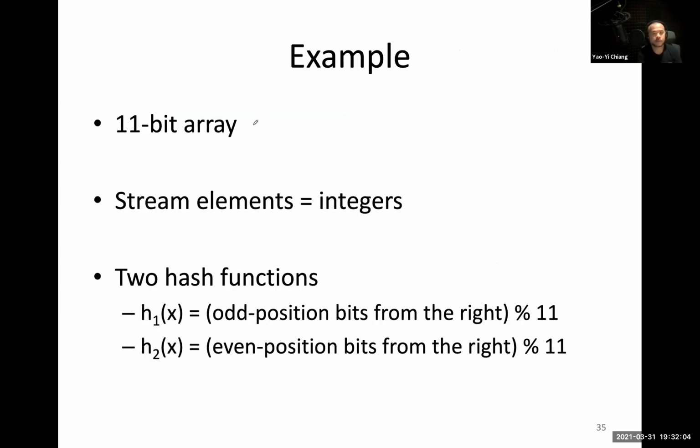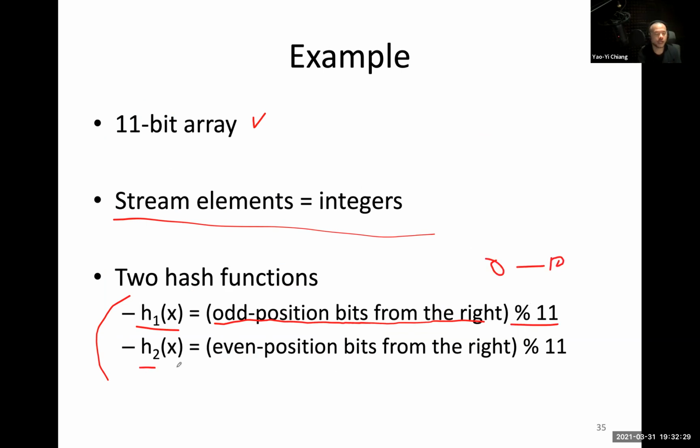Say you have an 11-bit array. Your array has 11 positions. Your stream elements are integers. You have integers coming in. You have two hash functions. The first one takes the odd position bits of the integer from the right, mod 11. This will give you a number from 0 to 10, right? And hash function number 2 takes the even position bits from the right, mod 11. This will also give you 0 to 10. Okay, two hash functions. These are just made up hash functions. You don't have to use something like this.